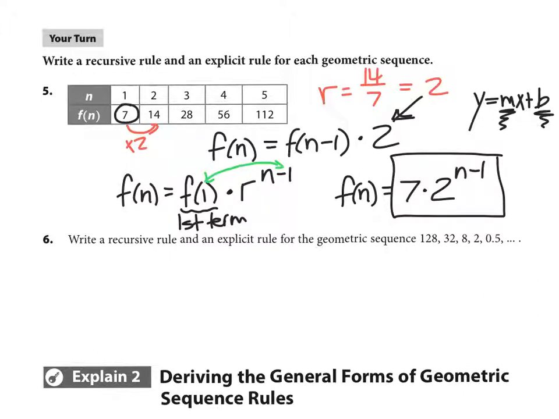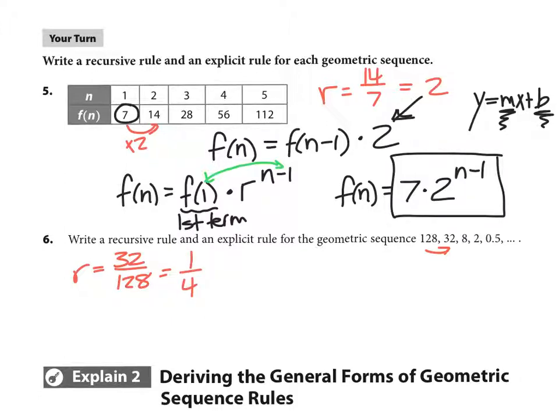Okay, let's go to the next one down here. We had a recursive and explicit rule. So what's happening here? These are going down. That tells me my r is a fraction less than 1. Again, to get r, I do the second term divided by the first term. So I'm going to type that in on my calculator and use my simplify button. Alpha y equals 32 divided by 128. Oops, sorry. Can't operate my calculator right now. If I do that, I get 1/4.